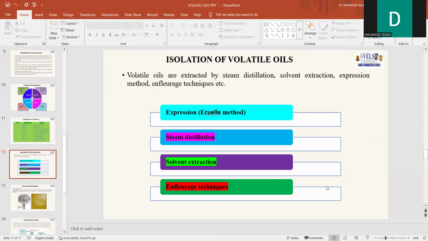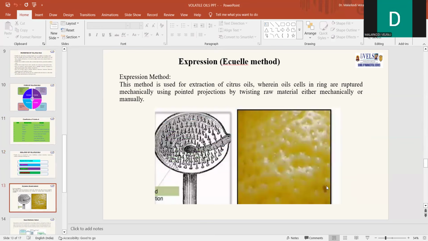Isolation of volatile oils. Volatile oils are extracted by steam distillation, solvent extraction, expression method, and enfleurage techniques. Expression method. This method is used for the extraction of citrus oil, wherein the oil cells in the rind are ruptured mechanically using pointed projections by twisting the raw materials either mechanically or manually.